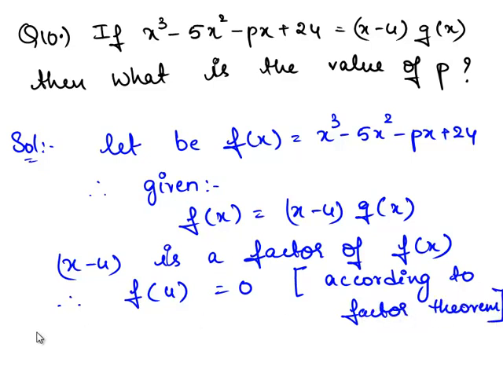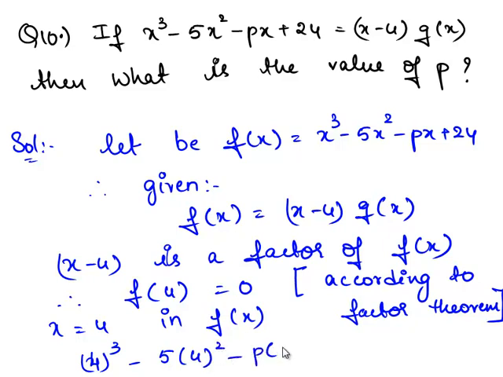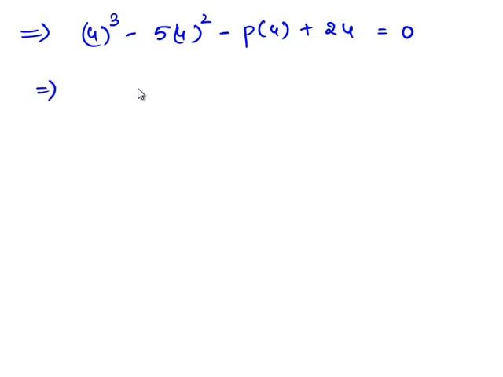So, on substituting x is equal to 4 in f of x, we have 4 whole cube minus 5 times of 4 square minus p times of 4 plus 24 is equal to 0. So this implies 4 whole cube minus 5 times 4 whole square minus p times 4 plus 24 is equal to 0. So this implies 64 minus 80 minus 4p plus 24 is equal to 0.